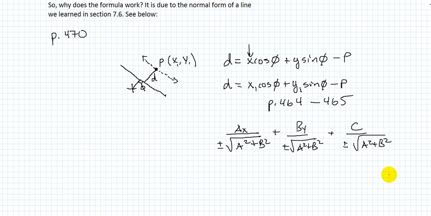And so they quickly go through that. They also put absolute value bars there because distance is always positive. If it was negative, it's really more of where the line is located compared to the point. And they get into that in the example, and you could read that through. But that's where it all comes from.